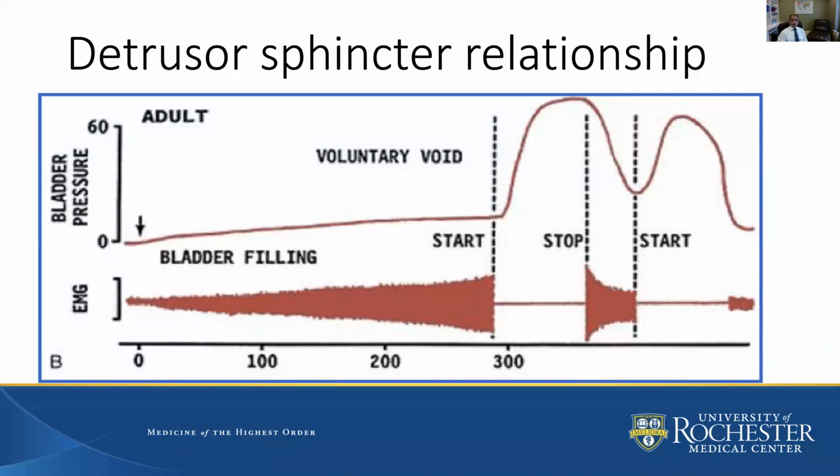And when there is a voluntary void, the bladder pressure goes up and the sphincter relaxes completely. And when you stop the urination, the bladder pressure goes down and the striated activity goes up. So this is a typical normal voiding pattern.